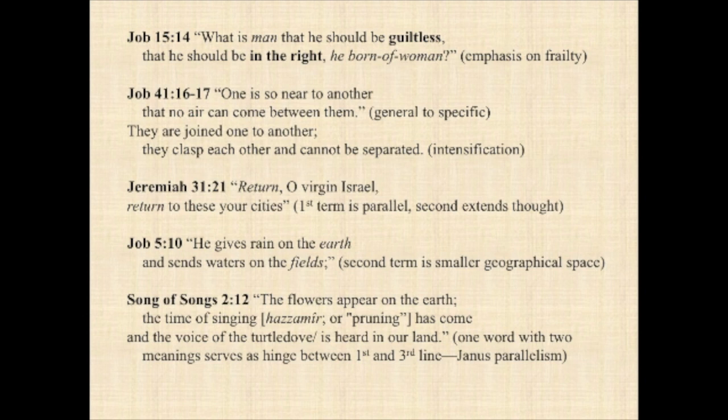Just a couple of examples. In Job, we have, "What is man that he should be guiltless, that he should be in the right, he born of woman?" The theory here is that the second line emphasizes frailty. Jeremiah 31:21, "Return, O virgin Israel, return to these your cities." The first term is parallel, return, but the second, O virgin Israel, these your cities, extends the thought.